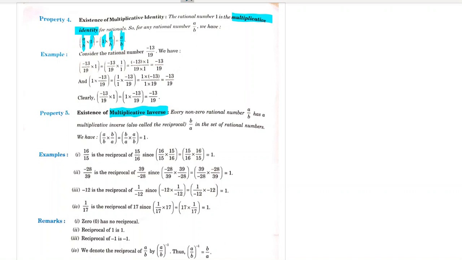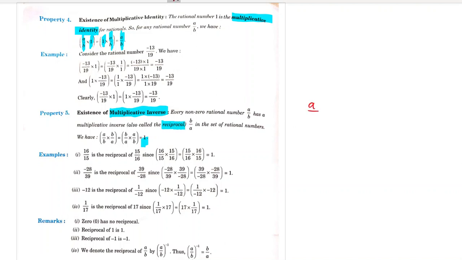So in multiplicative inverse, if you multiply two numbers, their product will always be 1. These kind of numbers are known as multiplicative inverses of each other. And they also have one more name, reciprocal. Multiplicative inverses are also known as reciprocals. We all know what is reciprocal, right?